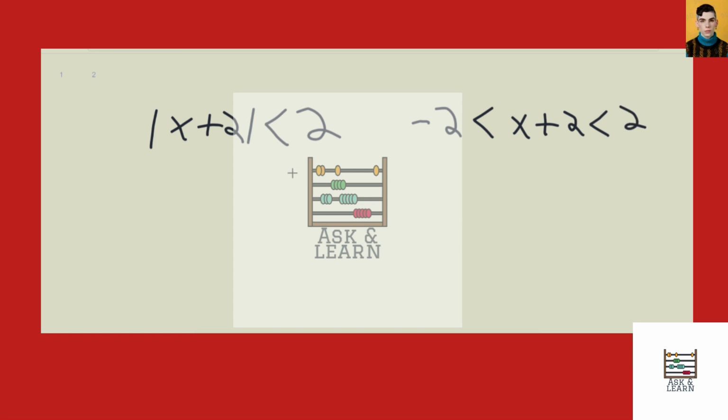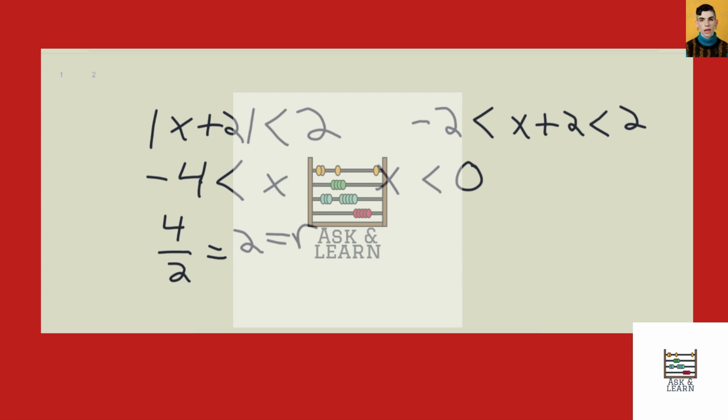So if minus 2 is less than x+2, if we subtract 2 from both sides, that means that minus 4 is less than x. And if we have x+2 is less than 2, if we subtract 2 from both sides, we get that x is less than 0. So the length of our interval of convergence is 0 minus (minus 4). So the length of our interval is 4. The radius of convergence is half of the length of the interval of convergence. So half of 4 is 2. So that's our radius of convergence, r.